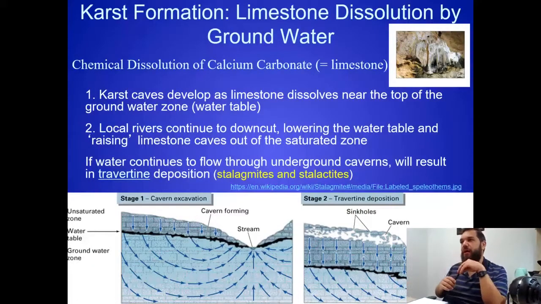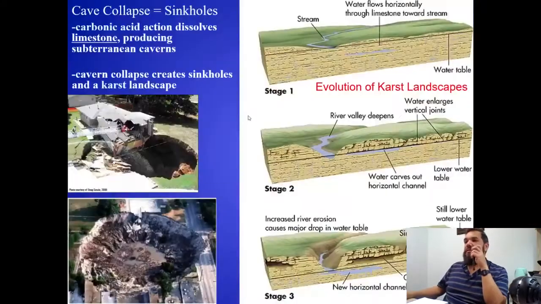Okay, so there's a little bit more about karst. When you get all these caves forming, what happens sometimes is the caves collapse. So that's how you get sinkholes like this. The ceilings of the caves collapse. And especially in Florida, Kentucky, and Tennessee, you get things like this.